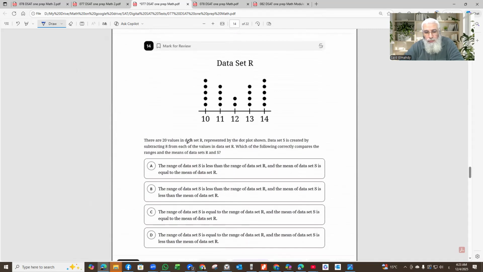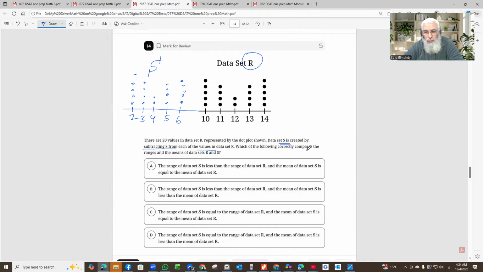There are 20 values of data set R represented by the dot plot shown. Data set S is created by subtracting 8 from each of the values. So we subtract 8, like we go 2, 3, 4, 5, and 6. This is data set S. And this is data set R.